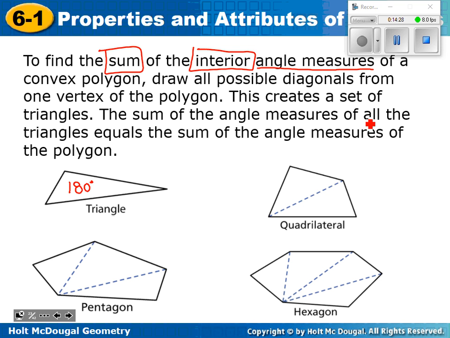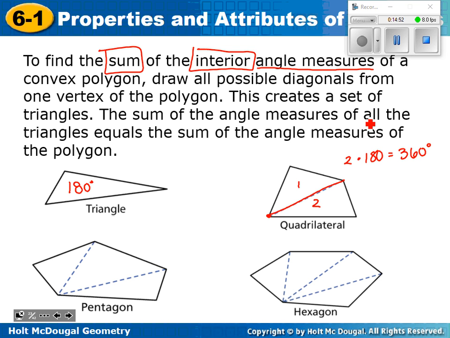Now if we think about a four-sided figure, pick one vertex and draw in all the diagonals from that one vertex. In this case, there would only be one diagonal we could draw, right? How many triangles does it divide it into? Two. So what do you think the sum of all the angles inside a quadrilateral is? 360. It should be 2 times 180, which is 360.